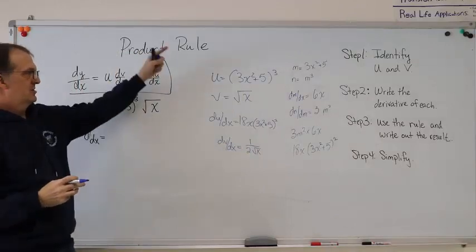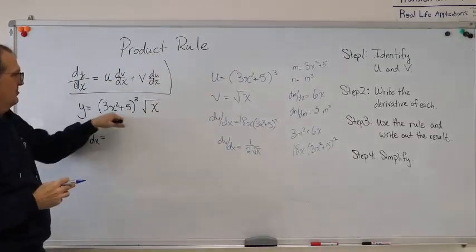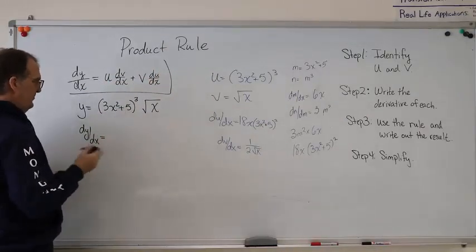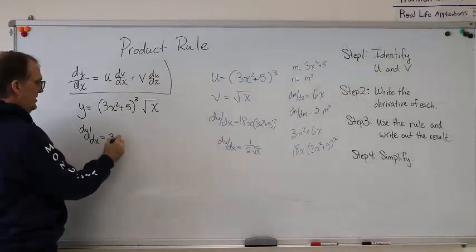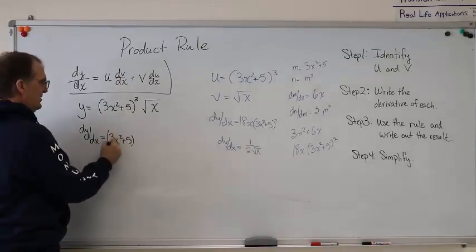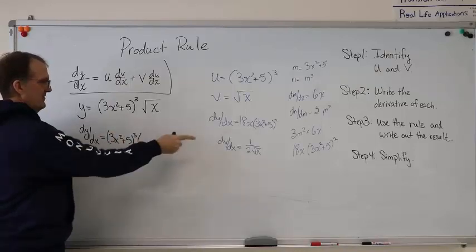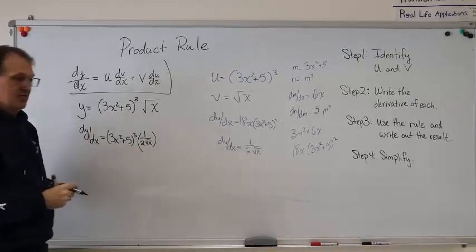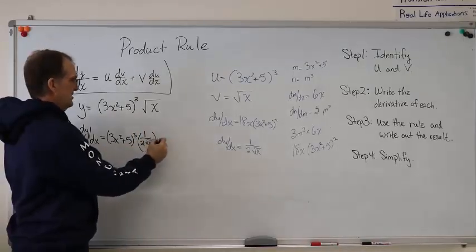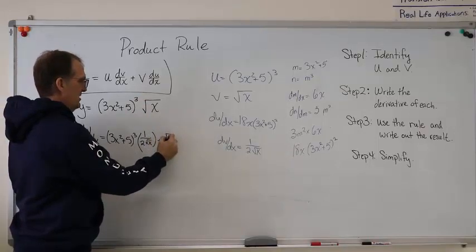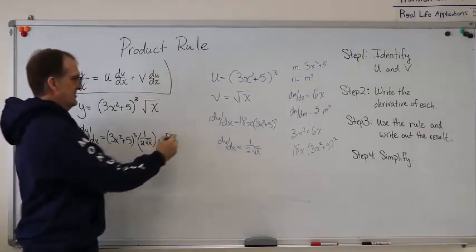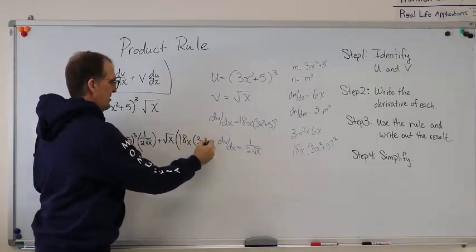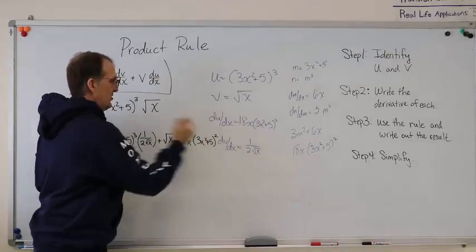So now I'm ready to take my 4 parts and plug it back into our product rule. So leave the first, (3x squared plus 5) to the third times the derivative of the second, 1 over 2 times the square root of x. Add that, and now life becomes a bit more complicated. The square root of x times 18x, (3x squared plus 5) squared.